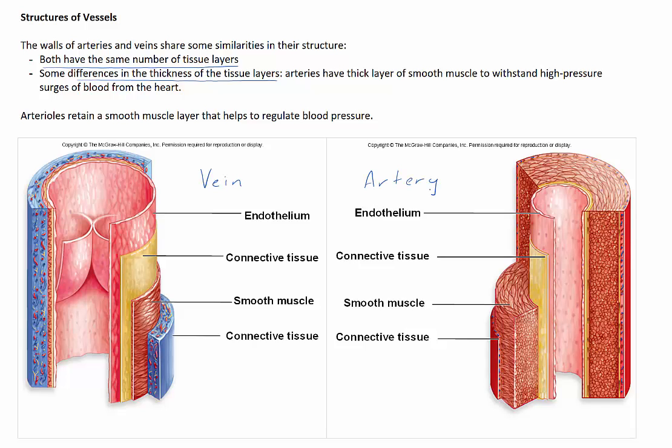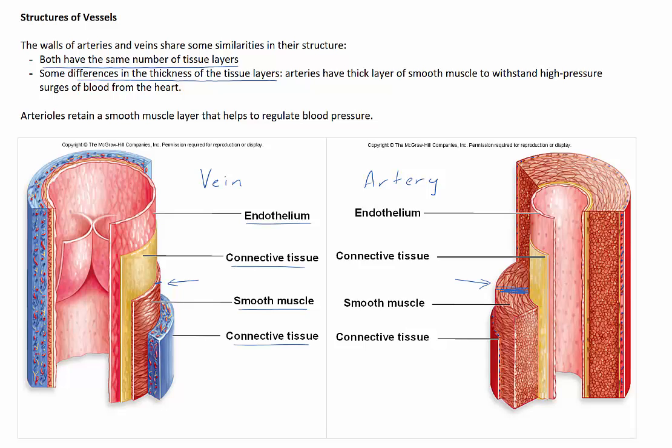And starting on the very inside of the vein, there is a thin endothelium layer surrounded by an inner layer of connective tissue, which is then surrounded by smooth muscle and finally an outer connective tissue. Now, the artery has the same number and types of these layers, except arteries have a much thicker layer of smooth muscle. So you can see here that this smooth muscle in the artery is much thicker than it is in the vein. This is for a very good reason.